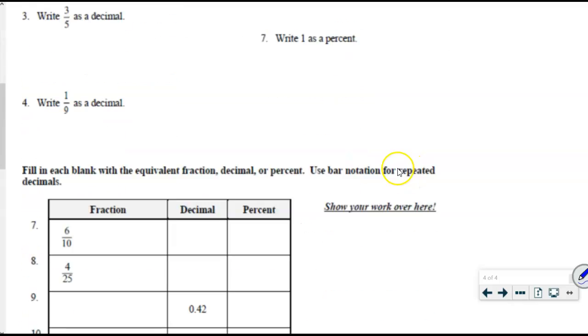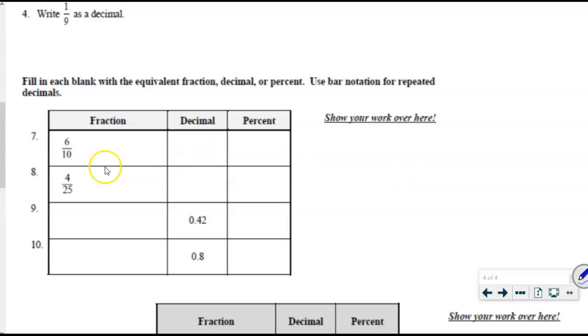Skip on down. You're also going to see some of this. Here's a fraction. Can you write this fraction as a decimal and a percent? Yeah, 6/10 is a 6 in the tenths place. What is that as a percent? 6 in the hundredths place... so 60%.